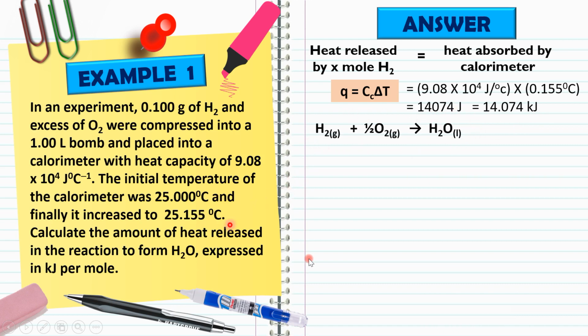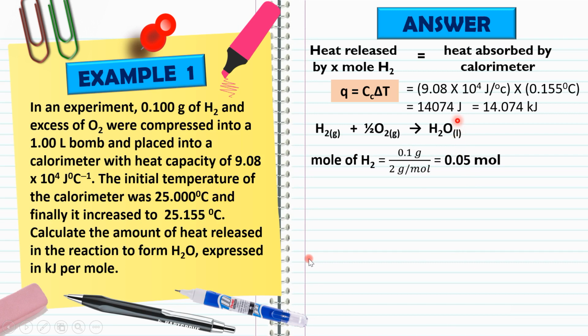Alright, next write the equation involved. We want to find out the formation of H2O, so H2O liquid should be 1 mole. Therefore, you have to balance the right hand side, so it becomes like this. In the question, the mass of hydrogen gas is already given, so from here you can find the mole of hydrogen gas: mass over molar mass. The mole of hydrogen gas is 0.05 mole.